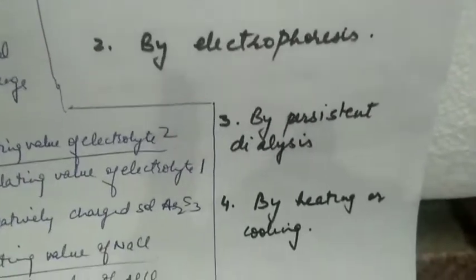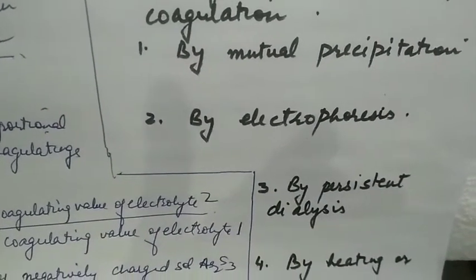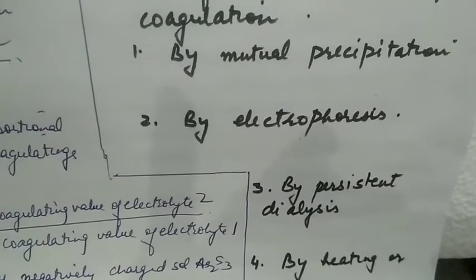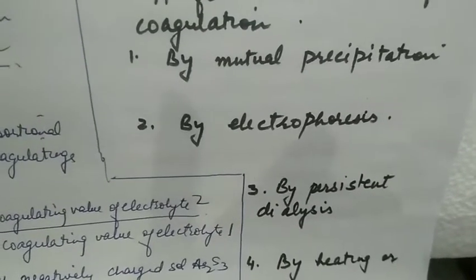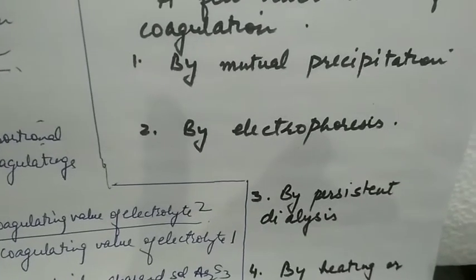And by heating or cooling. In certain cases, the sol gets coagulated on heating or cooling. For example, butter gets coagulated on heating and milk gets coagulated on cooling.